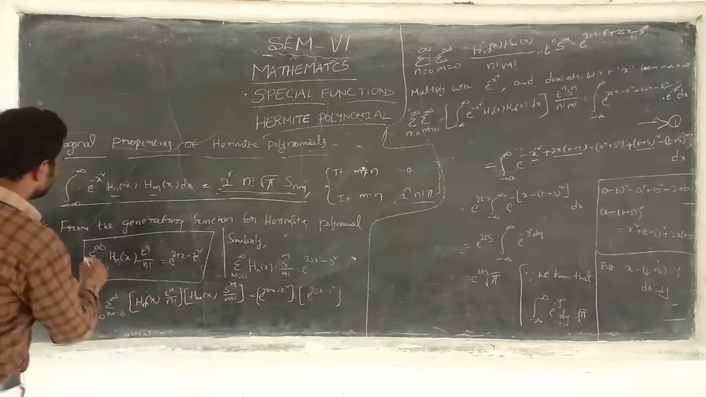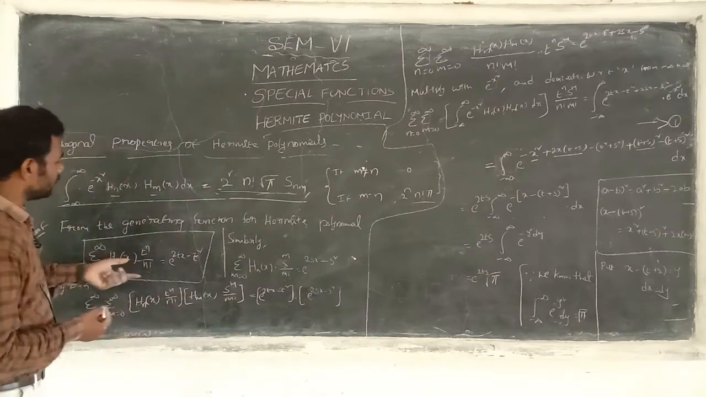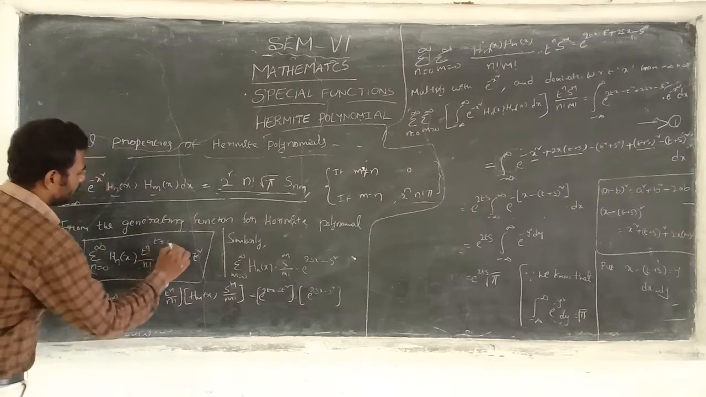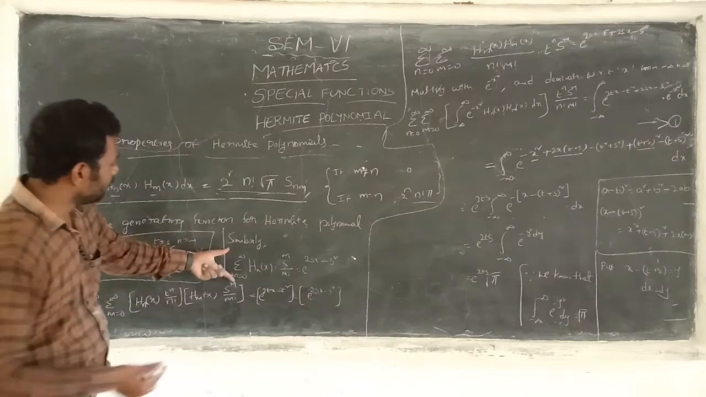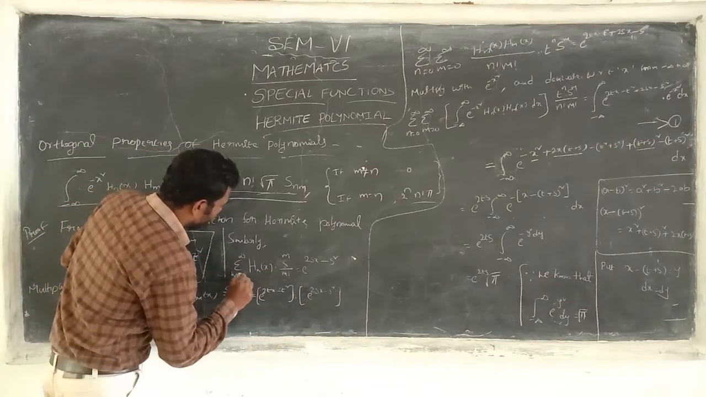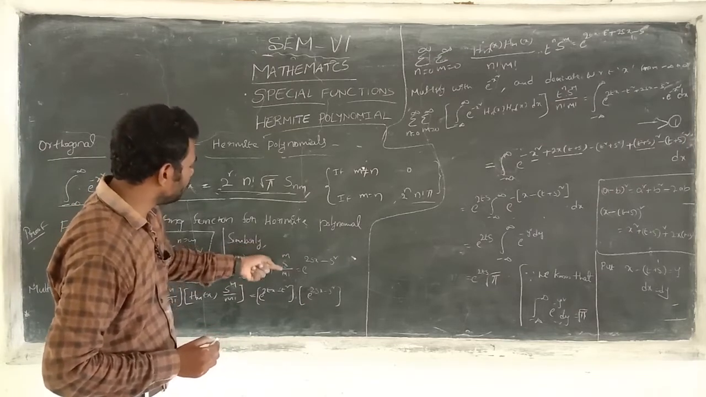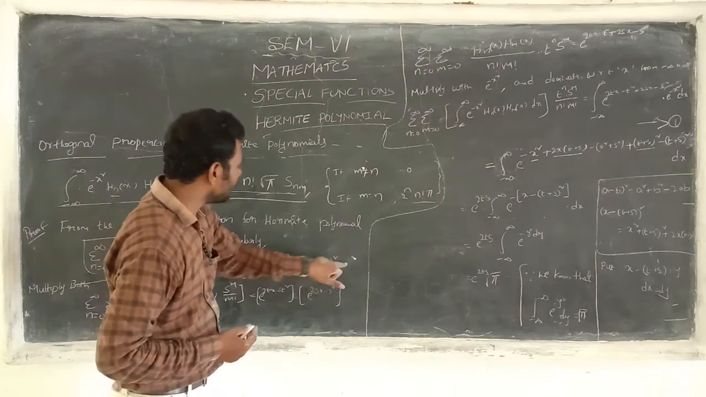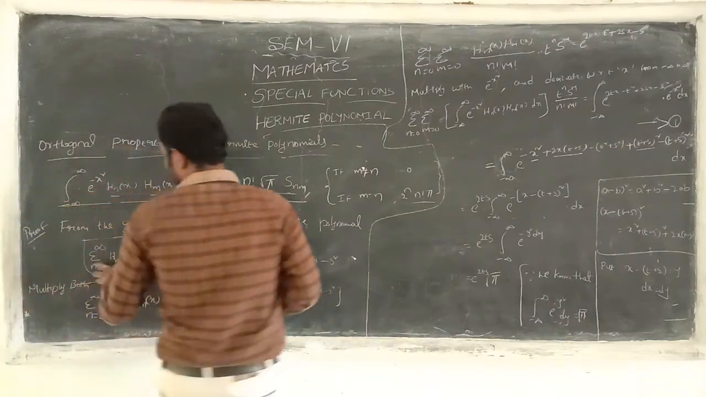So this is the first step, and I will take one more also. Similarly, I change t to s and n to m. So the equation is the sum over m from 0 to infinity of Hm of x into s power m by m factorial, same as usual, equals e power 2sx minus s square. So these are the two equations I will take.